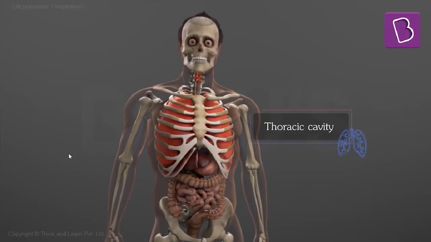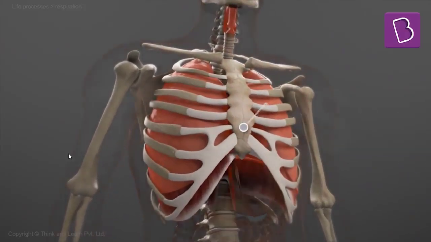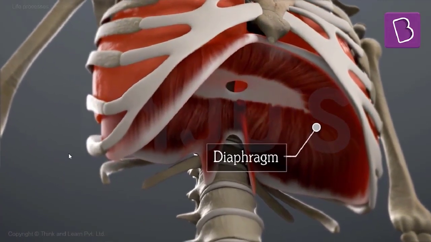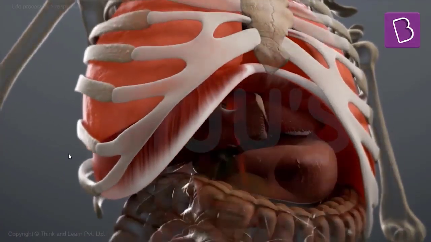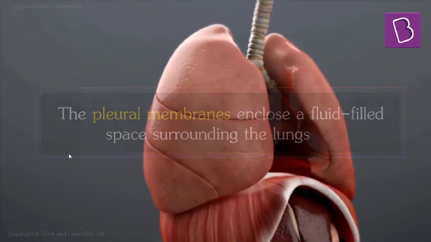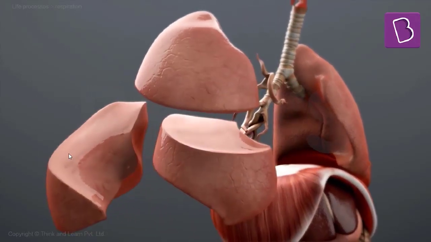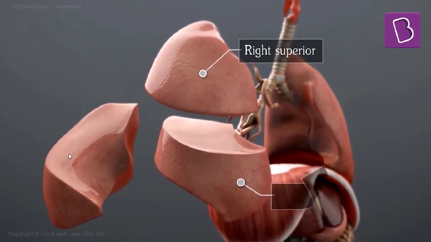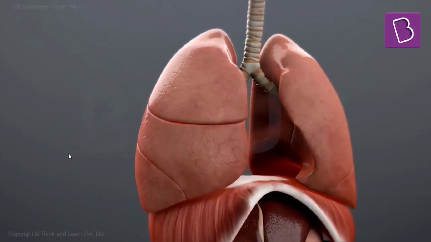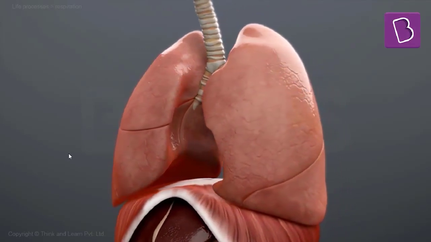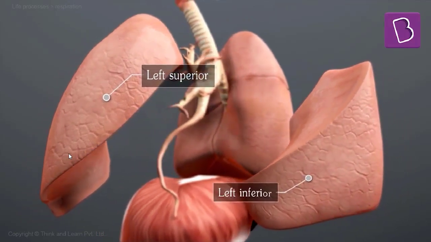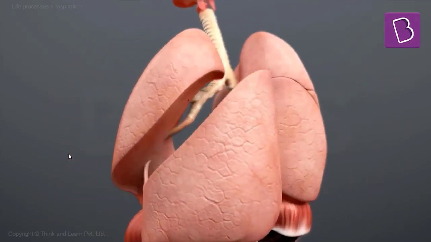Okay students, so we have discussed the thoracic cavity, rib cage and diaphragm, which are important associated parts of the lungs. It also consists of the pleural membrane, which is a fluid-filled space around the lungs. The two lungs, left and right, have lobes. The right lung has 3 lobes, as you can see, and the left lung has only 2 lobes. Because of this, the right lung is bigger as compared to the left lung.